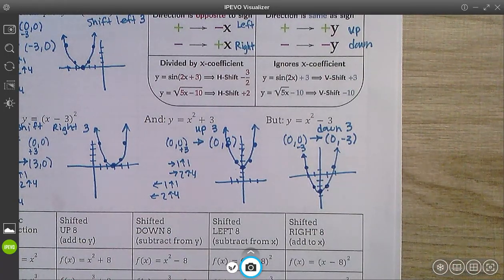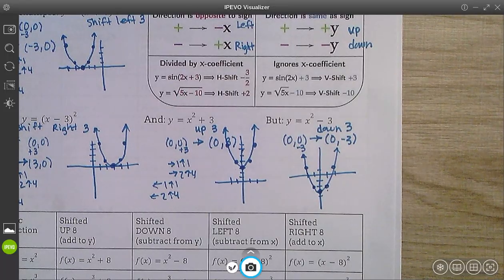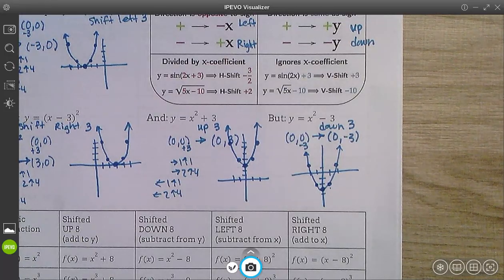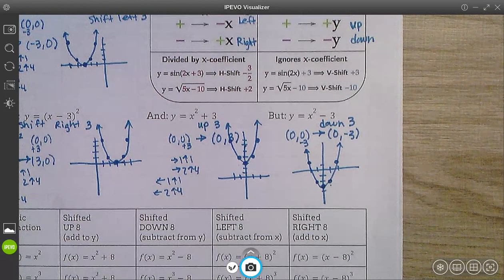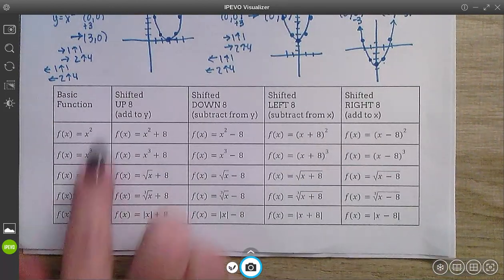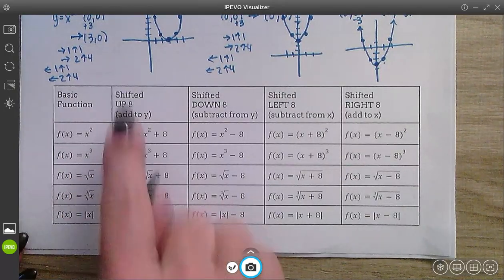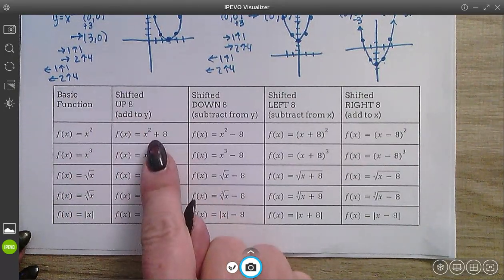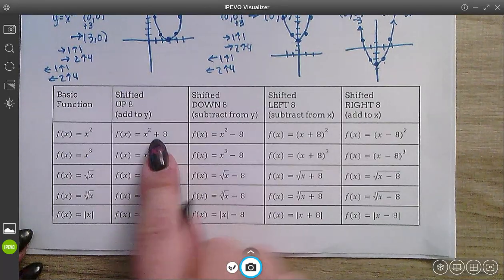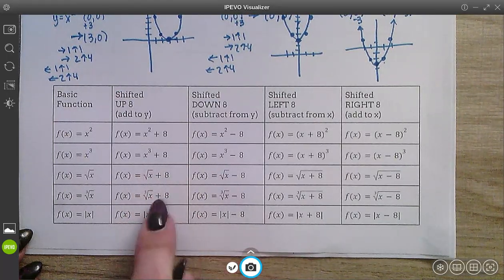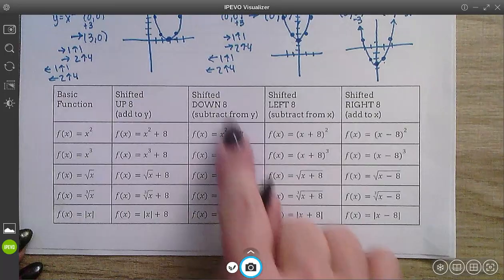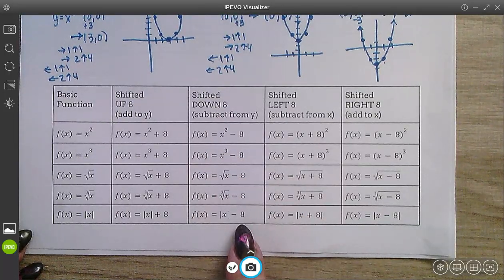Now notice that after the transformations, sometimes our domain and range will change and sometimes they won't. So you're just going to have to, after you move your graph, look at it and get your new domain and range. So I've given you some examples of what each of the basic functions look like when they are shifted up 8, which means we add 8 to our y, and that's what it looks like for each of the basic functions. This is what it looks like when we shift down 8, so we will subtract from the y coordinate of our start point.